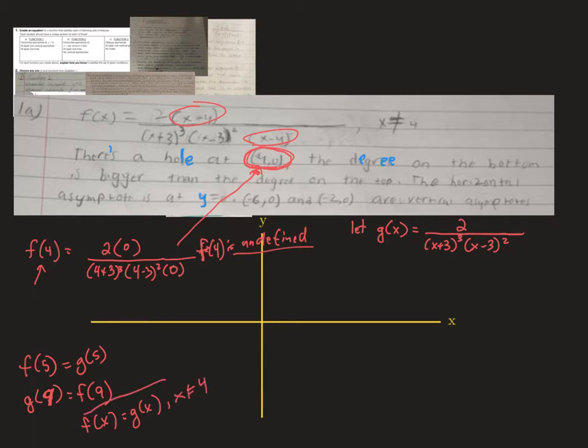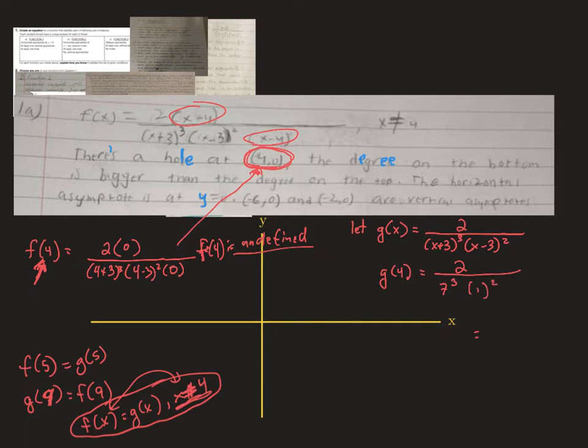So f of x does not equal g of x at all. But when x does not equal 4, well, then they are now equal. Okay? The one problem is you can't plug in a 4 for f of x to tell me where that hole is. But you can plug in a 4 for g of x. So let's go g of 4, and that equals 2 over 7 cubed times 1 squared.